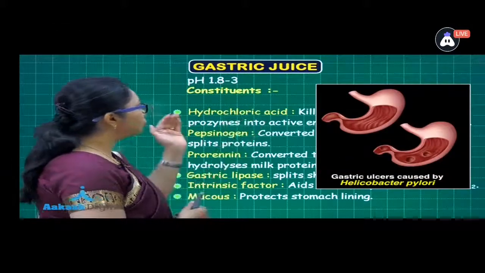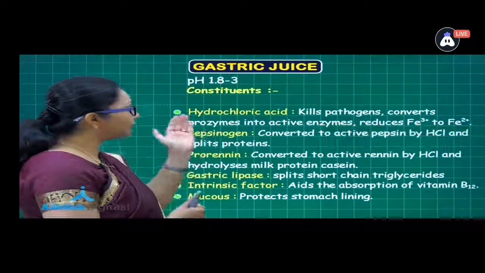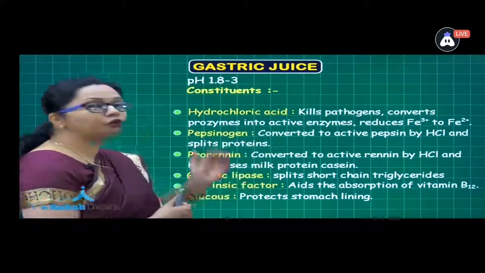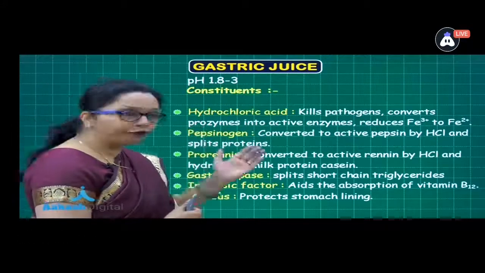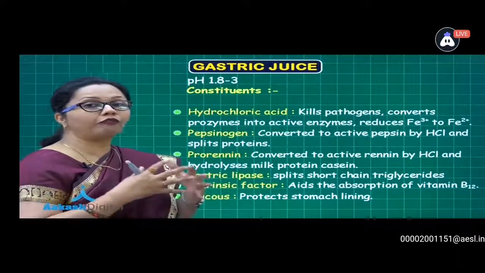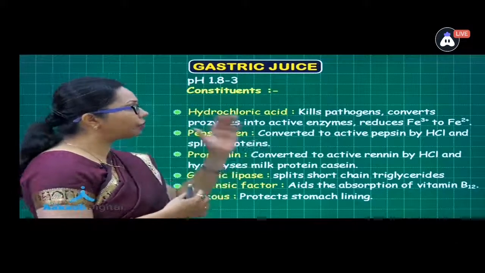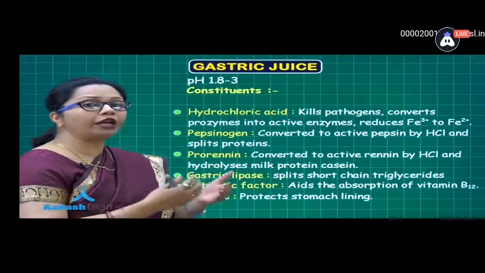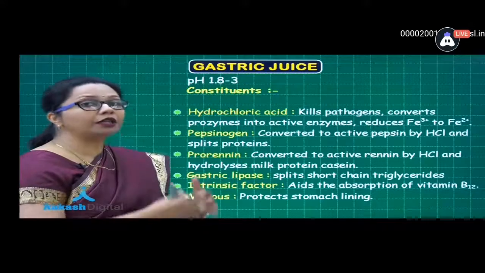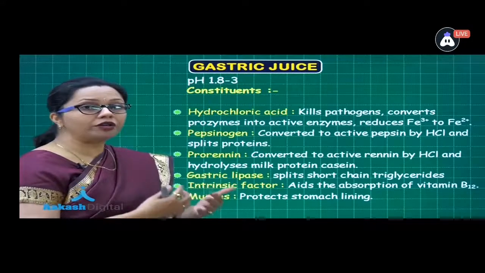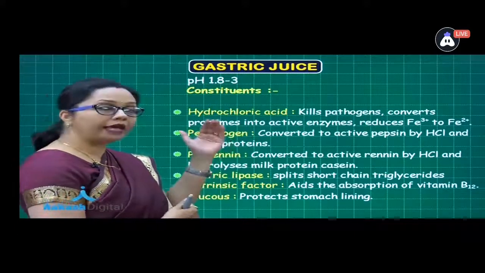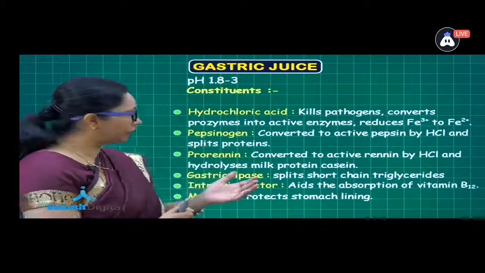Then this HCl converts prozymes or the zymogens, inactive enzymes, into active enzymes, and it reduces ferric to ferrous. So whatever plant food we take, like spinach, that is rich in iron, but all that iron is in the form of ferric, and this HCl is reducing ferric to ferrous, and we are able to absorb only ferrous. So if this absorption doesn't occur, there would be anemia, because iron is important for the synthesis of hemoglobin in our RBCs, and in the absence of ferrous, there would be anemia.